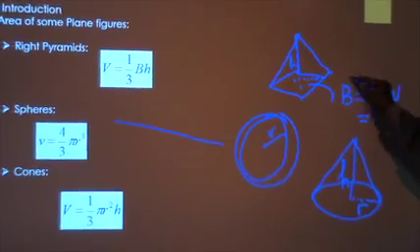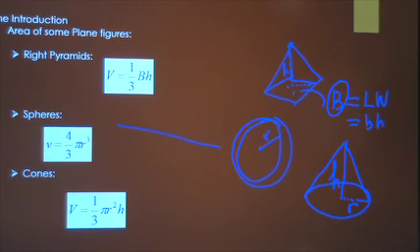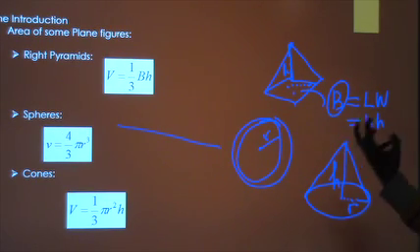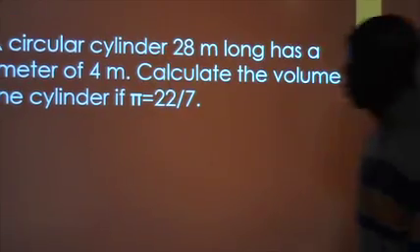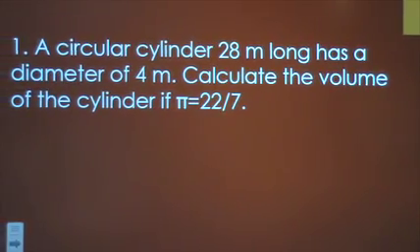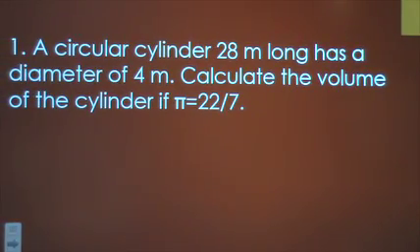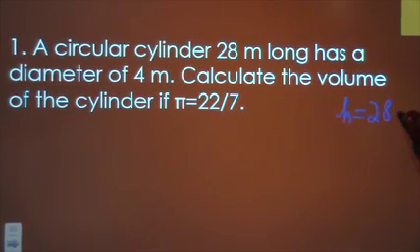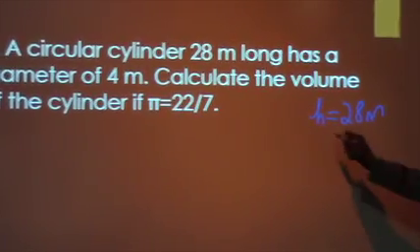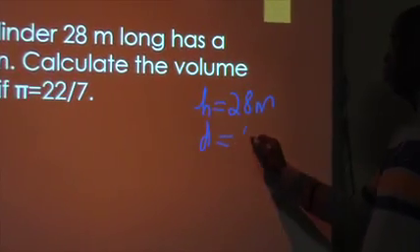Just know that the B here is basically the area of the base. It's not just a base length. It's the area, uppercase B. So here we have a circular cylinder. Now, it's customary to say circular cylinder. A circular cylinder 28 meters long. That means the height is 28 meters. And a diameter of 4 meters.